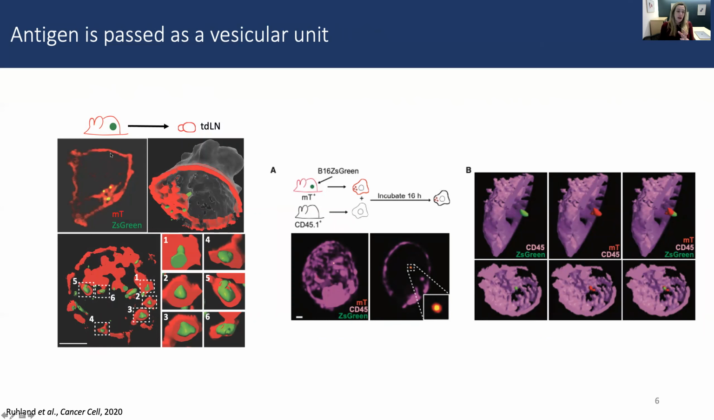These are migratory CD11b DCs that we've sorted from the tumor draining lymph node. Here I'm showing you just a Z slice where you can see the bits of ZsGreen intracellularly. And then here, this is a surfaced DC where we use a program called ChimeraX that allows you to peel back layers of your signal.